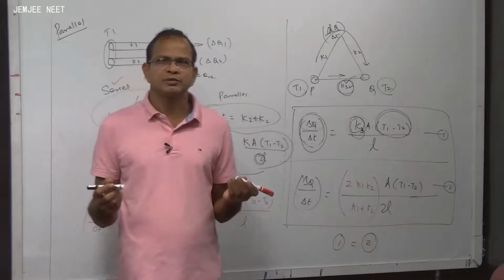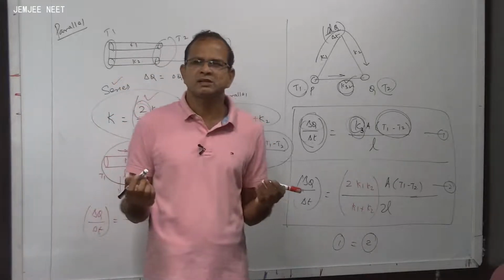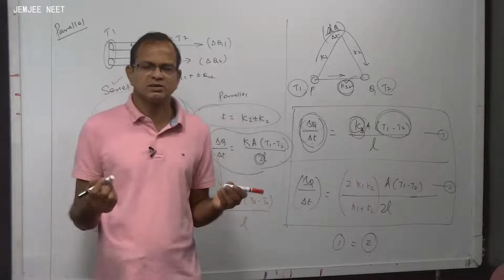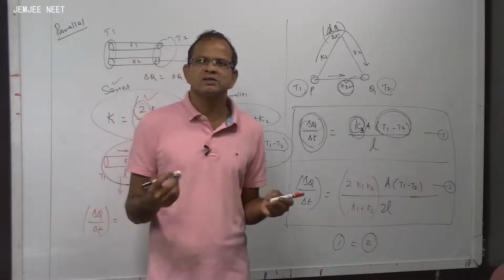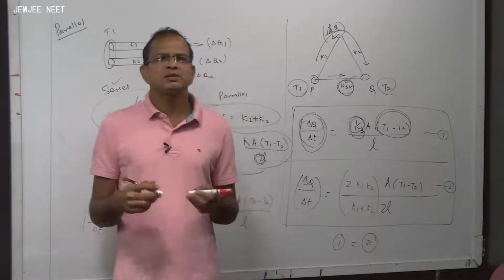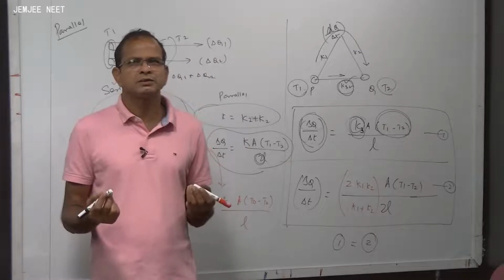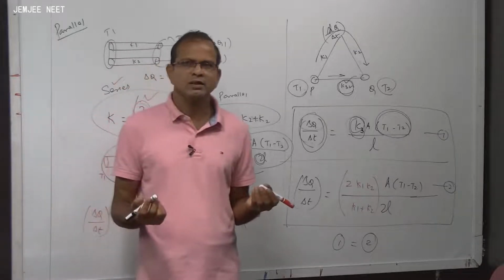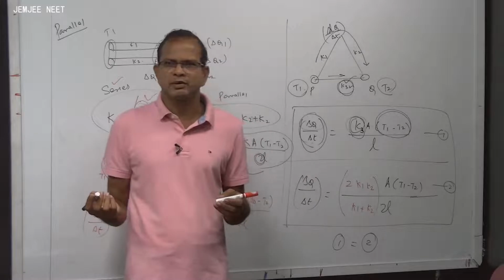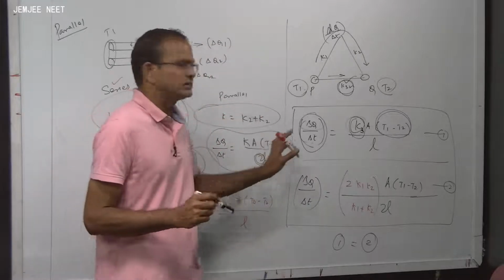Suppose I give you 3 ohm and 6 ohm in series. What's the answer? 9. 3 and 6 in parallel, what's the answer? 2. Right? 1 by R equal to 1 by R1 plus 1 by R2. So simple. Now come to our real case of heat.